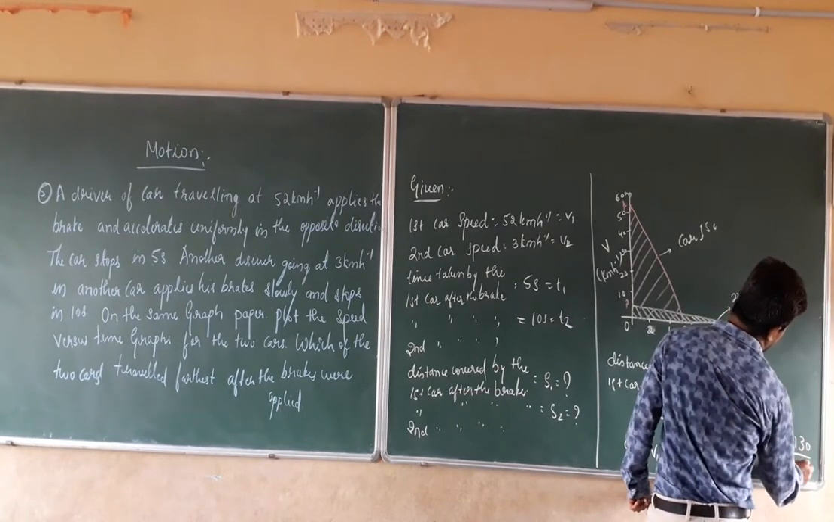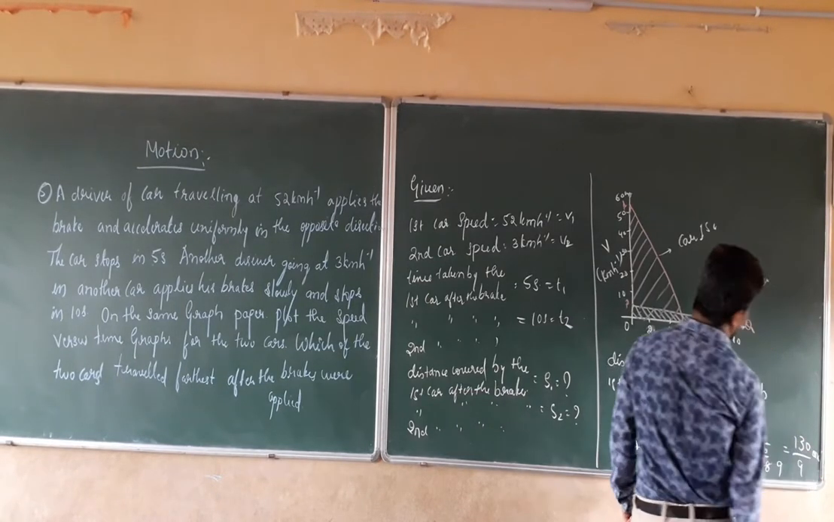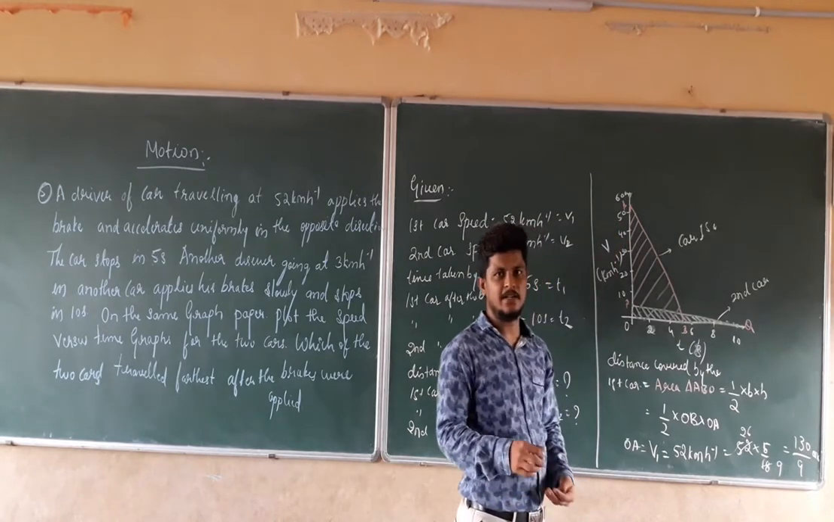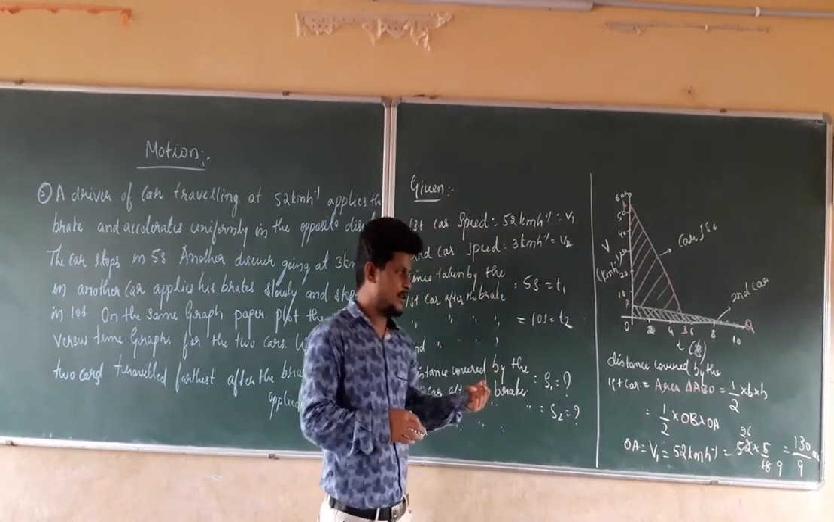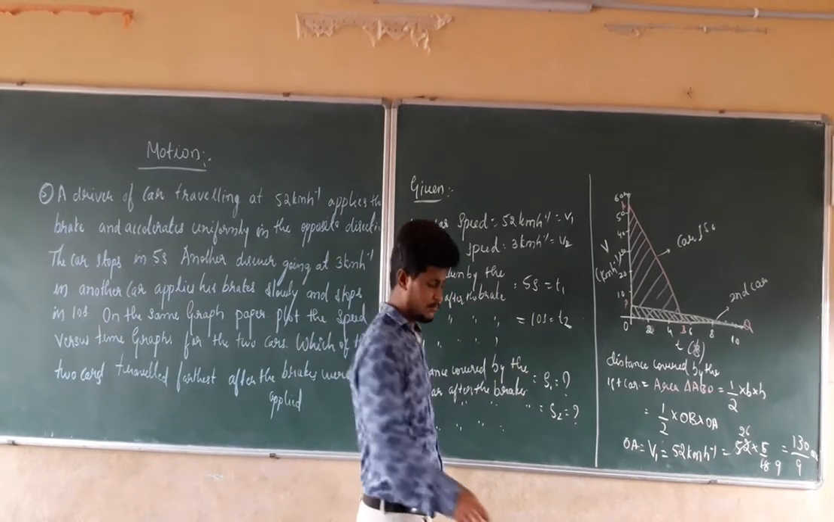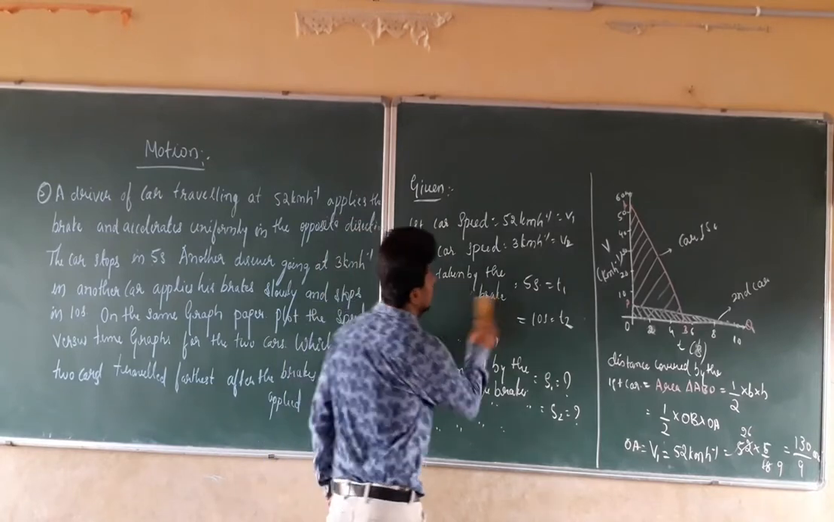The speed in meter per second is 130 divided by 9 meter per second. That is why we are going to convert it, for the purpose of calculating correctly. Then we are going to calculate the next one.